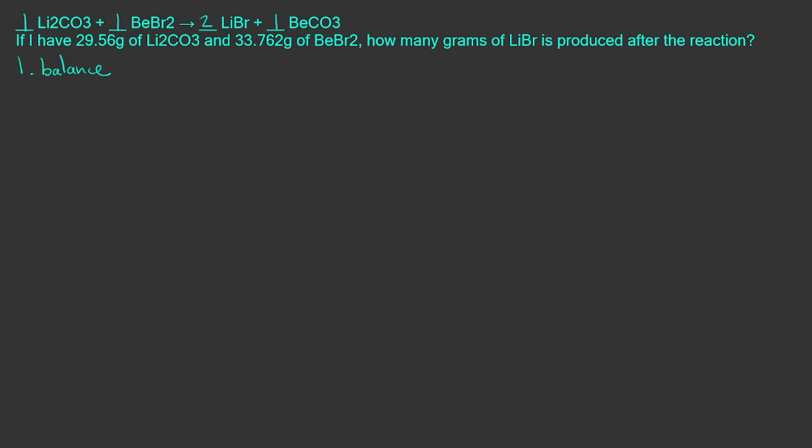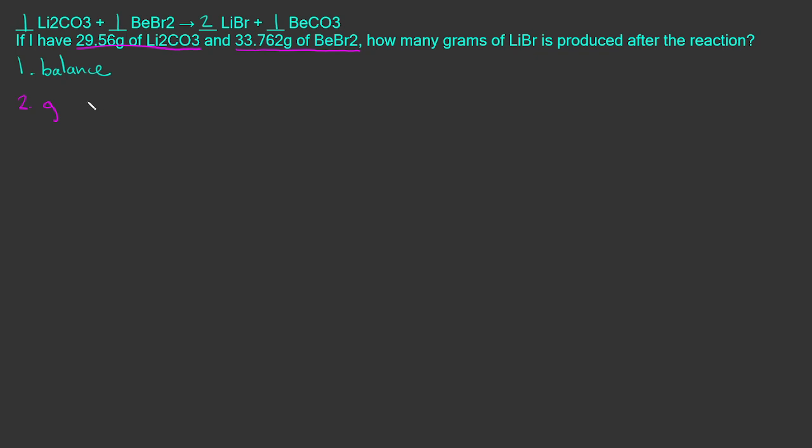Step 2 is always to go between the compounds. We have two different compounds: grams of Li2CO3 and grams of BeBr2. What I'll do is combine all the steps together and write them out over here so you can follow along with these simplified steps. Step 2 is always going from grams of our compound.